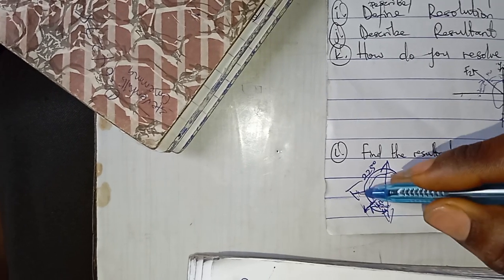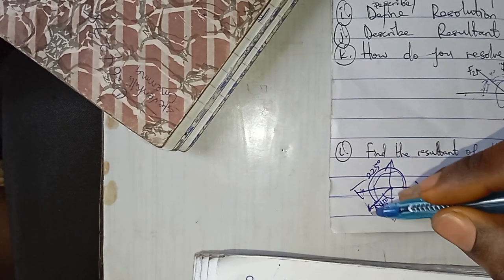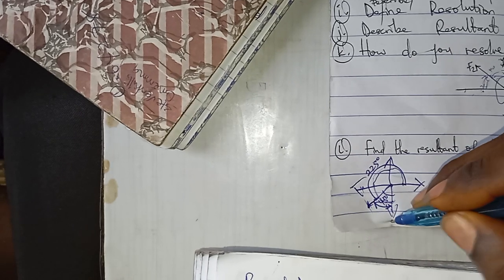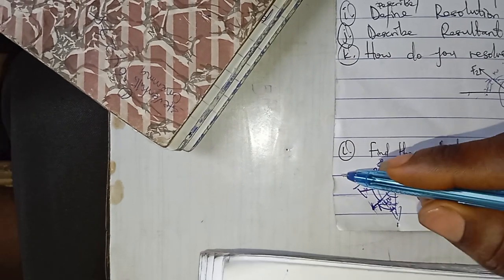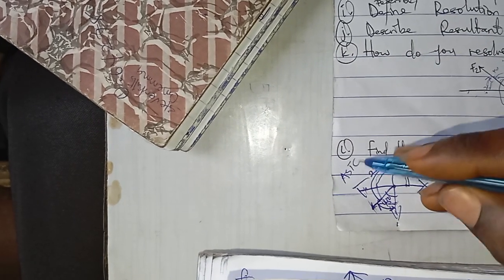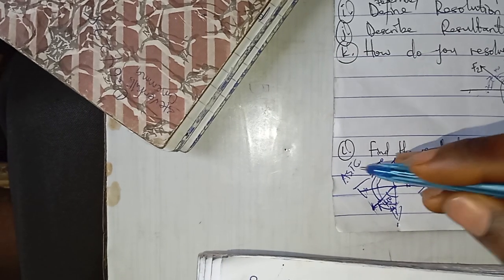Then I will now be doing, since I have the 225, taking this to x. Taking this to x now, you see that I'm going to be closing the angle. That is, I'm going towards the angle. But taking this to y, I'm going away from the angle. I'm using ASTC. Away from the angle, use sine. Towards the angle, use cosine.